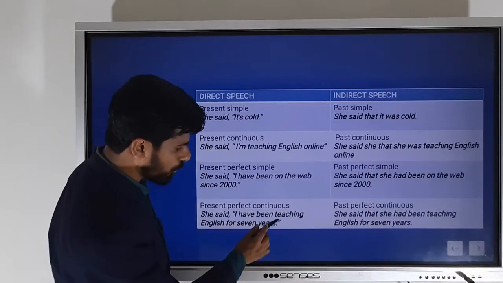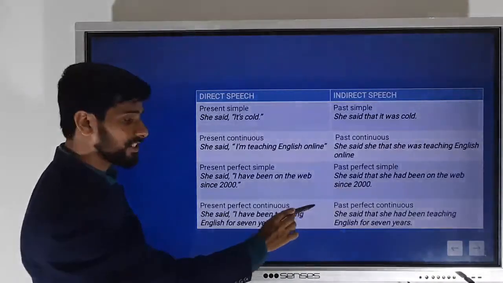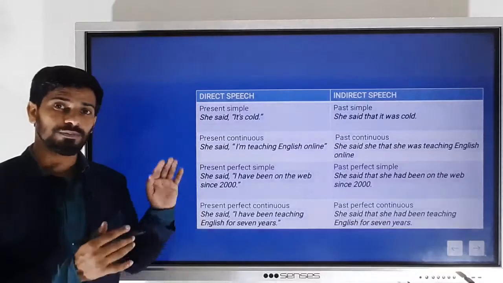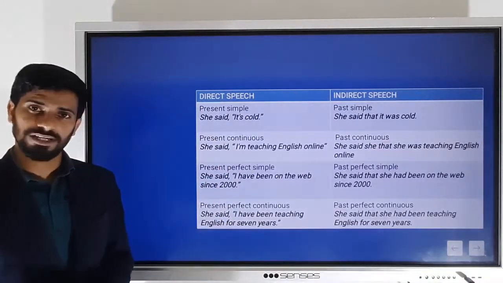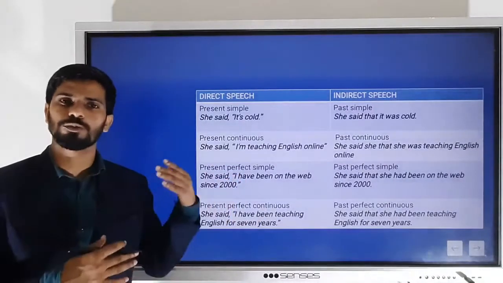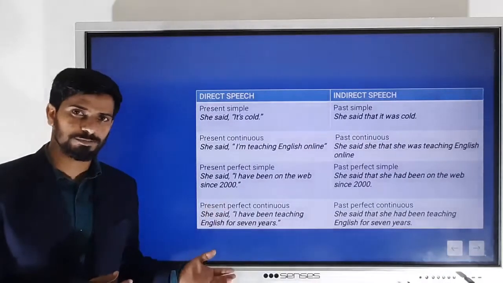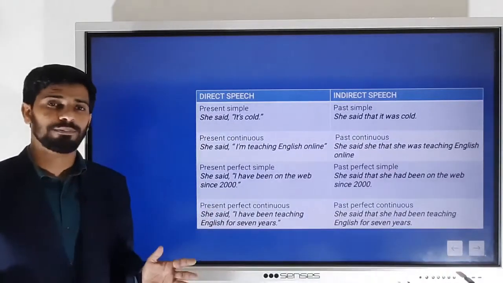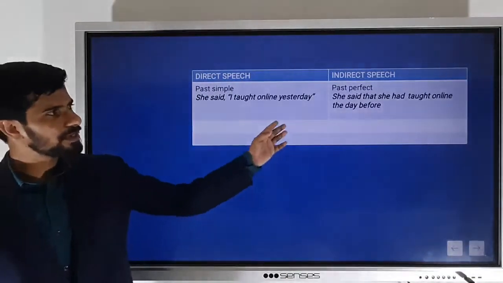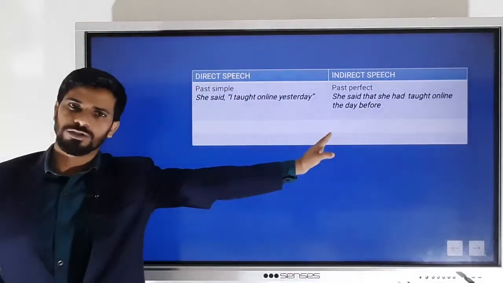She said, I have been teaching English for 7 years. She said that she had been teaching English for 7 years. So these are the changes that take place in tense. So all the present tense will be converted into past tense. Right. So what happens if it is already past tense? The sentence that is to be converted into reported speech is already in past tense. What happens? Let's see. Yes, if it is already in simple past, it will be converted into past perfect. Right. If it is already in past tense, then convert it into past perfect.